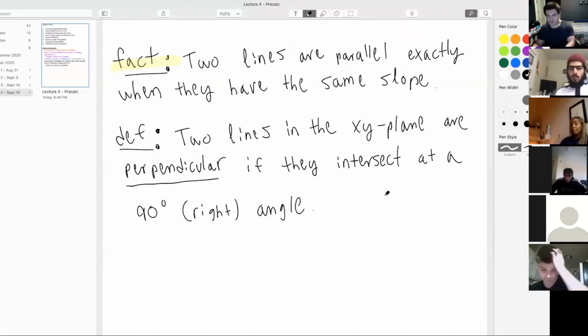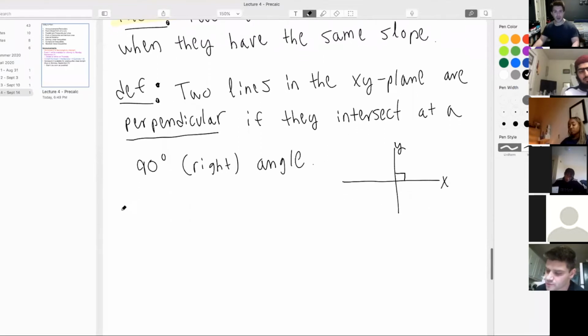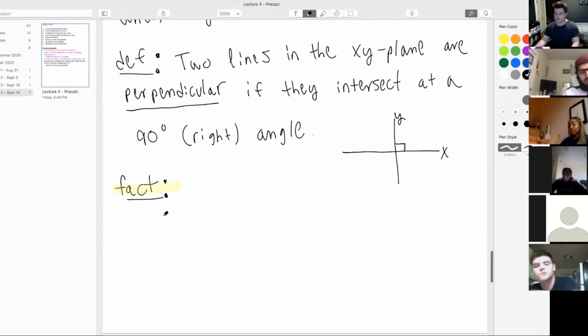Okay, so in the XY plane, what does the picture look like? Well, we can just use the axes as an example. The x-axis and the y-axis intersect at a 90-degree angle. So that's an example of perpendicular lines, the x-axis and the y-axis. And we have another key fact about perpendicular lines, which is very important and which we'll be using.